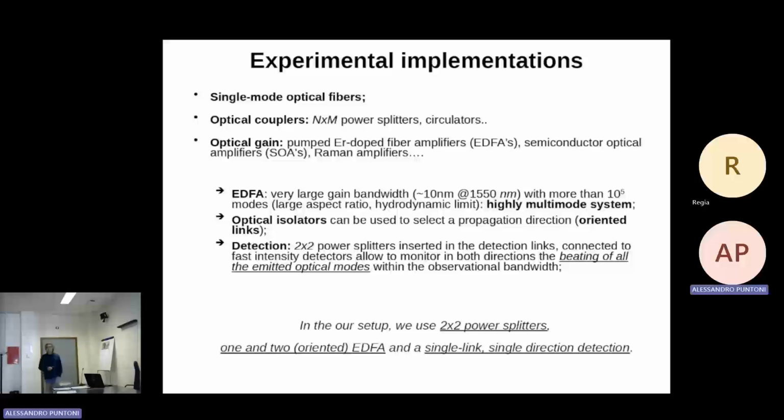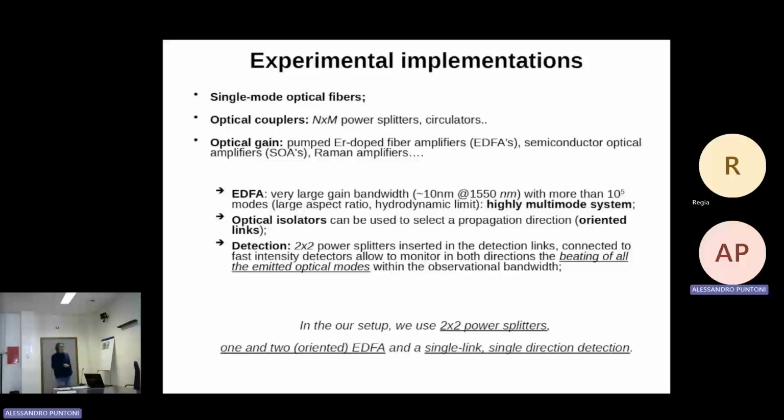So you are in a situation where the system can display highly multimode dynamics. So you are somehow in a hydrodynamic limit. Let me remark that optical isolators can also be used to select the propagation direction within the links, so you can also forbid one direction within the network. And at some point you need to see what's going on inside, so you put one or more power splitters, draw some energy outside the system, and then put a detector to see what's going on inside.